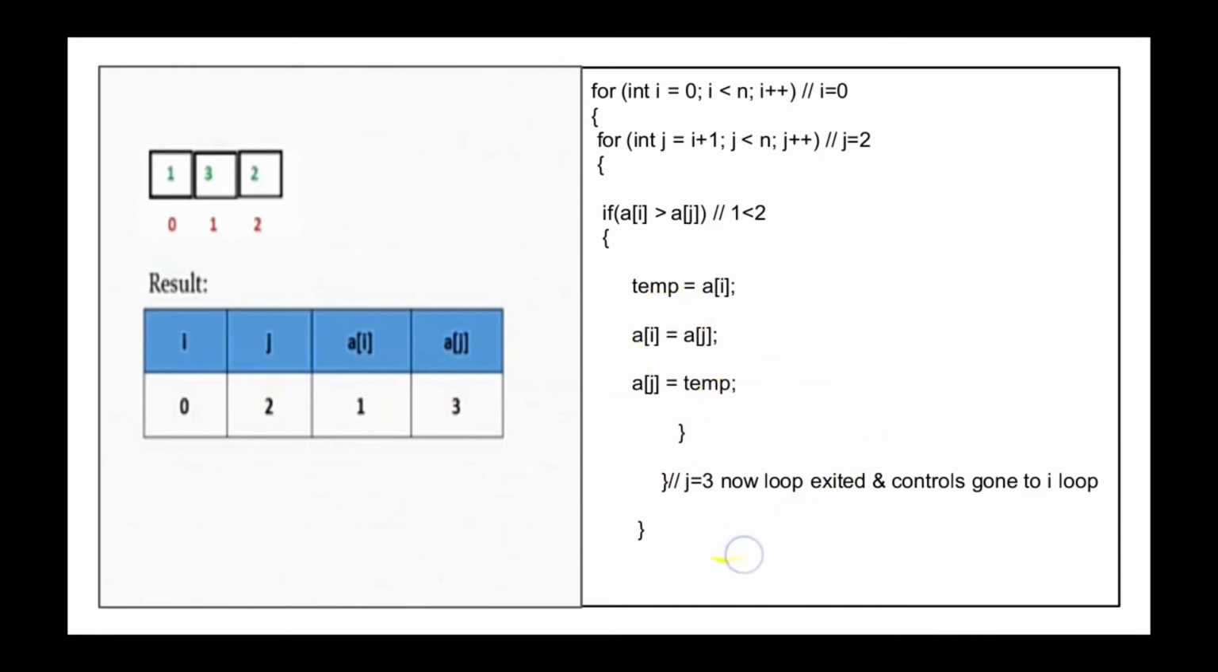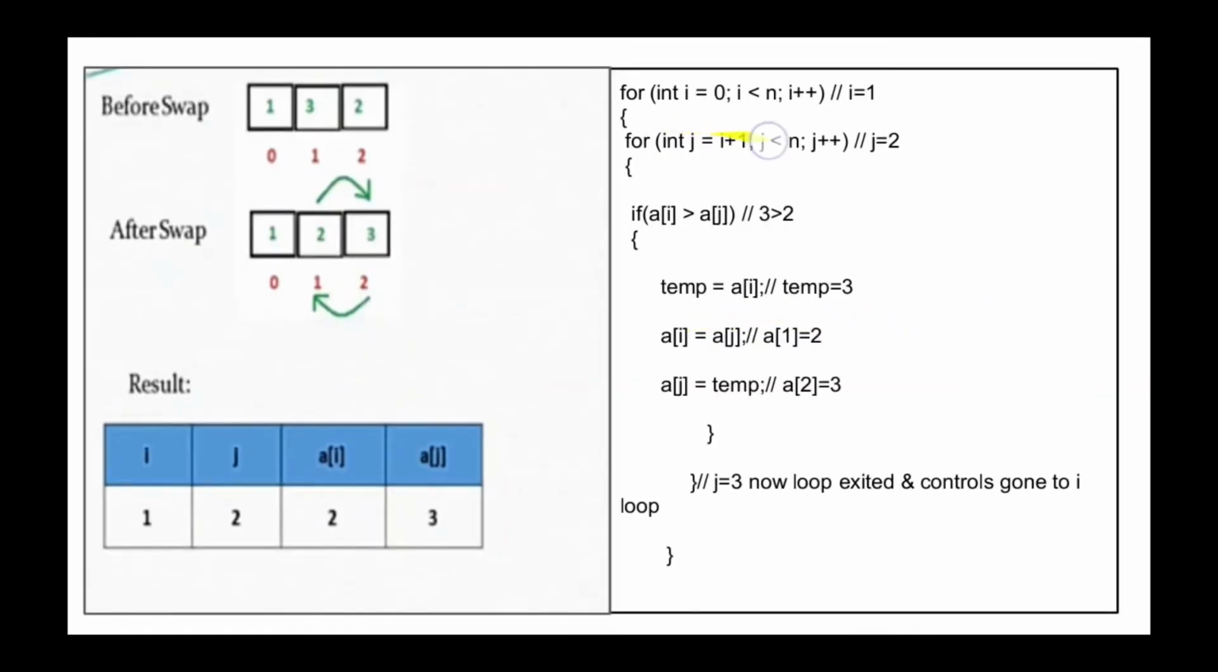Then again go to the for loop condition. The j value is incremented by 1, so j is 3. Now the loop has exited and control goes to the i loop. Then again go to the for loop condition of i.